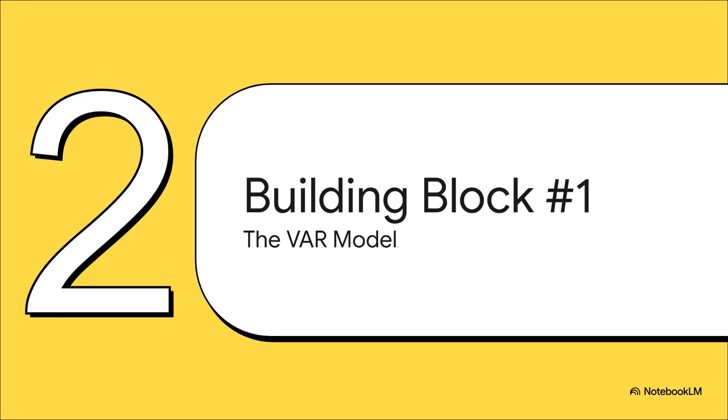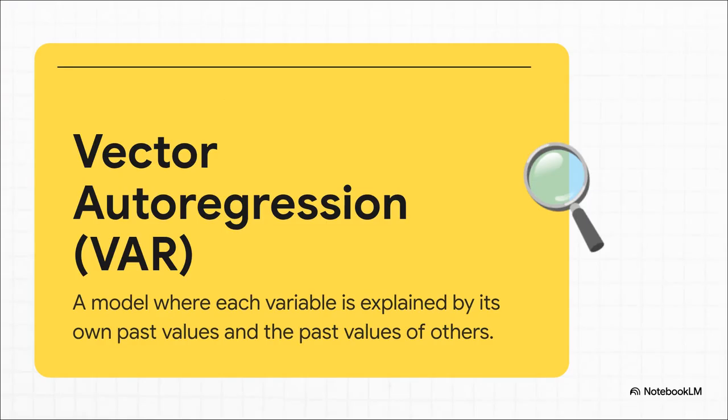Okay, so to get to this new solution, we first have to talk about one of the classic go-tos for this kind of problem. I'm talking about the vector autoregression model, or VAR for short. The idea behind a VAR model is actually pretty intuitive, and honestly quite powerful. It basically says, hey, everything is connected. So what happens with variable A today doesn't just depend on what A did yesterday. Nope. It also depends on what variables B, C, and all the others were doing.